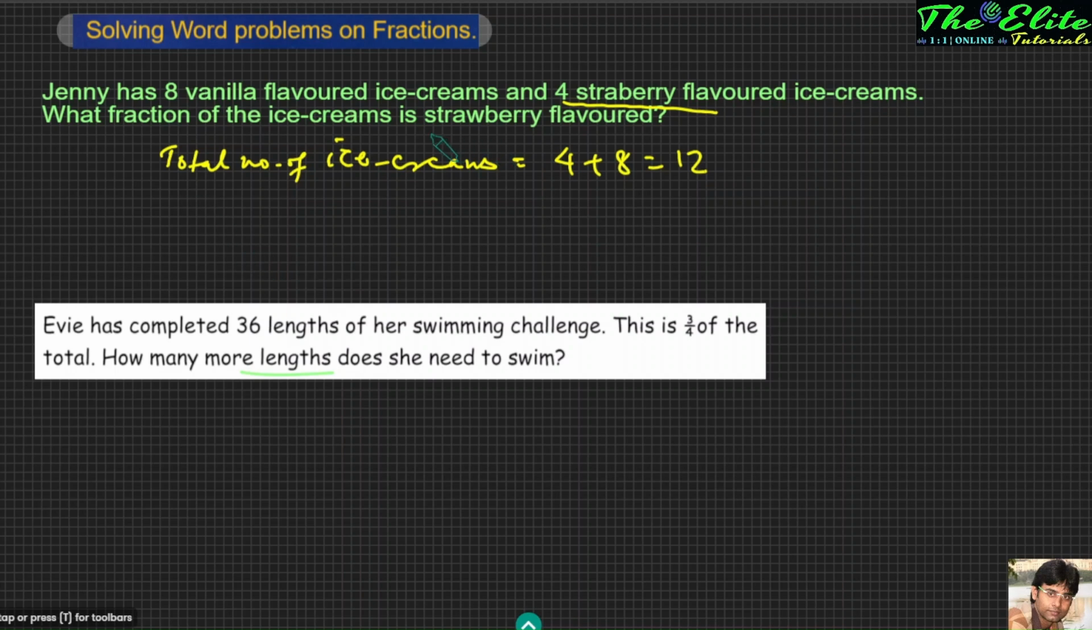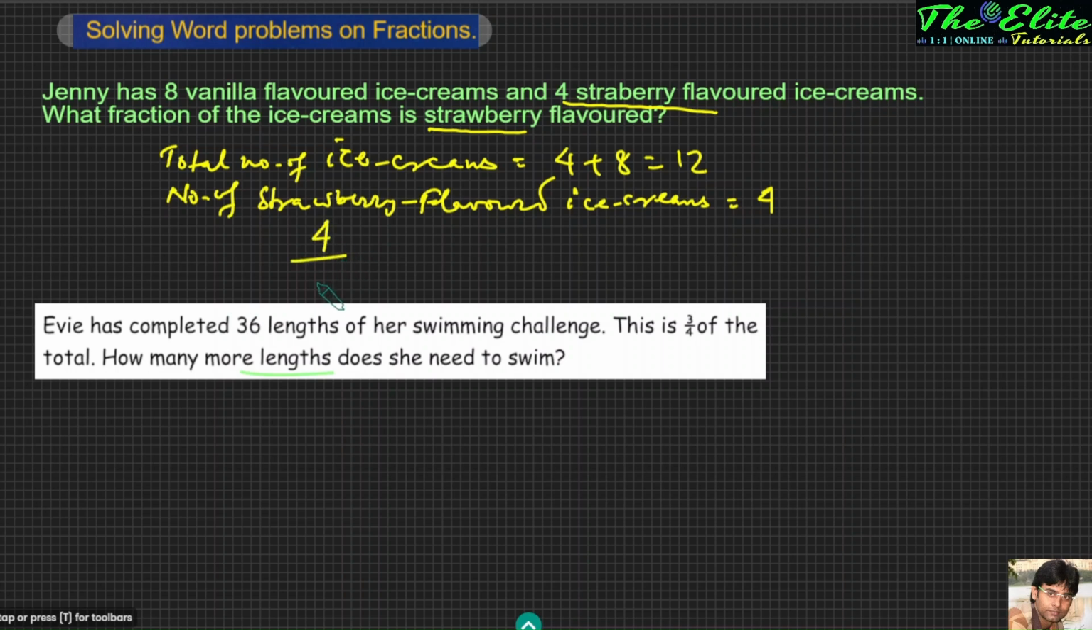They are asking what fraction of the ice creams is strawberry flavored. So we will find out the number of strawberry flavored ice creams, which is 4 here. When we have to find the fraction, the number of strawberry flavored ice creams will be written as the numerator, and the total number of ice creams will be written in the denominator. So this gives you 4 upon 12, which will further be simplified to 1 over 3, because 4 is the common factor of 4 and 12. 4 times 1 is 4, 4 times 3 is 12. So 1 by 3 is your answer. I hope you understand this.